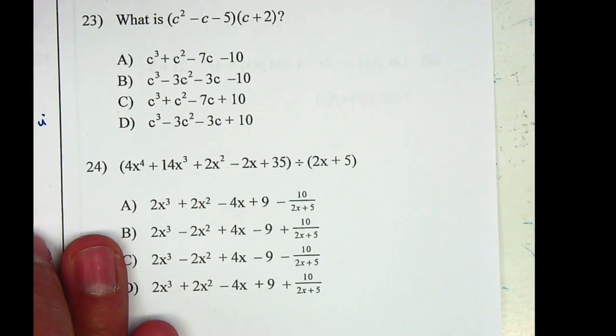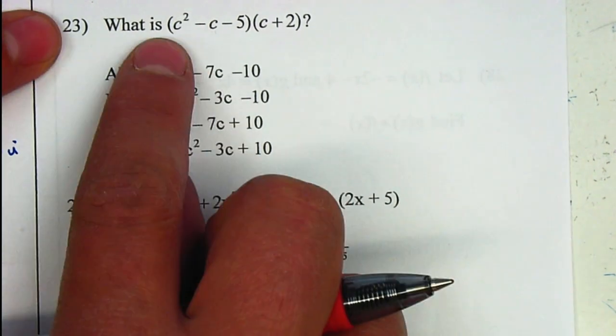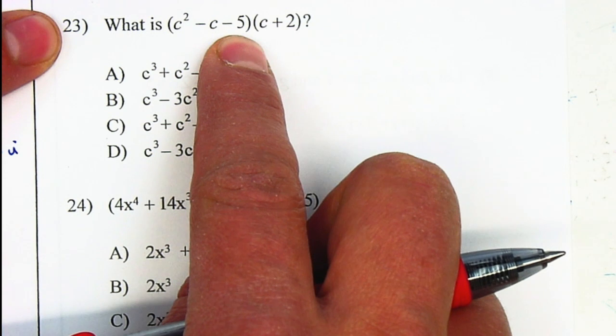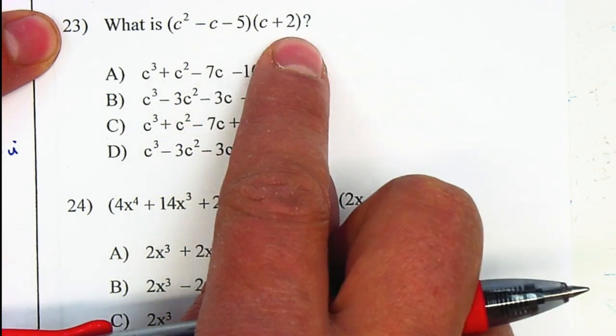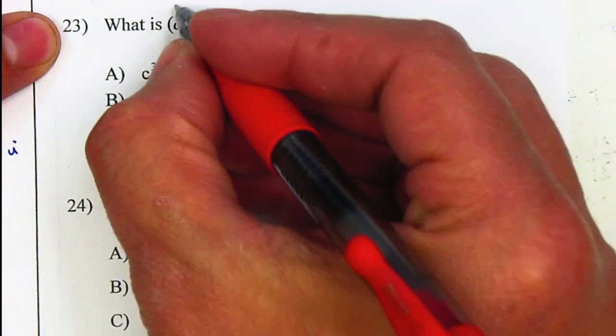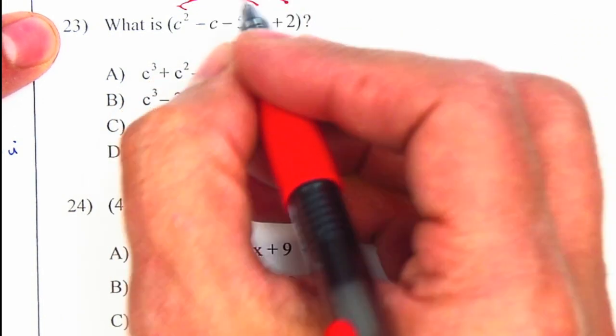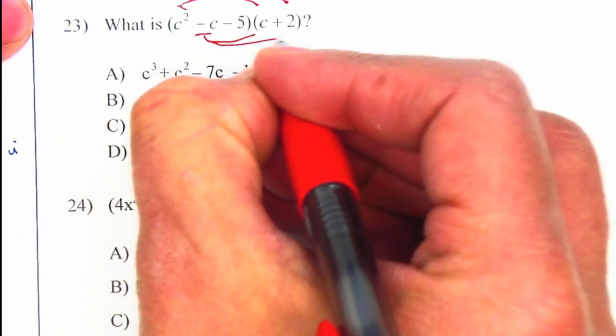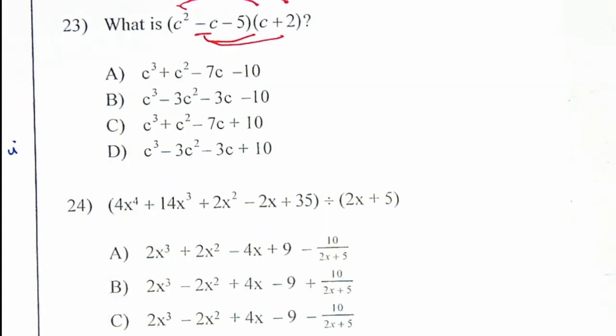Problem number 23. What is c squared minus c minus 5 times c plus 2? There's nothing in between, which means they're multiplying. So we're going to have to multiply. You need to distribute this times both. We need to distribute the c squared times both, then the negative c times both, and then the negative 5 times both.